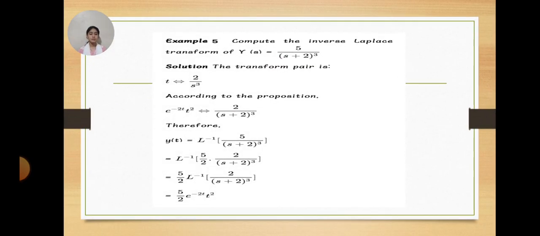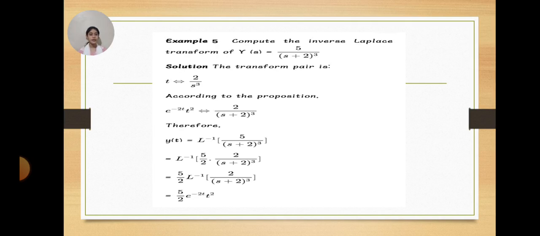Now let us solve example number 5. Compute the inverse Laplace transform of Y(s) = 5 divided by (s + 2)³. Now let us consider t² = 2 divided by s³, and according to the proposition, e^(-2t) t² = 2 divided by (s + 2)³.